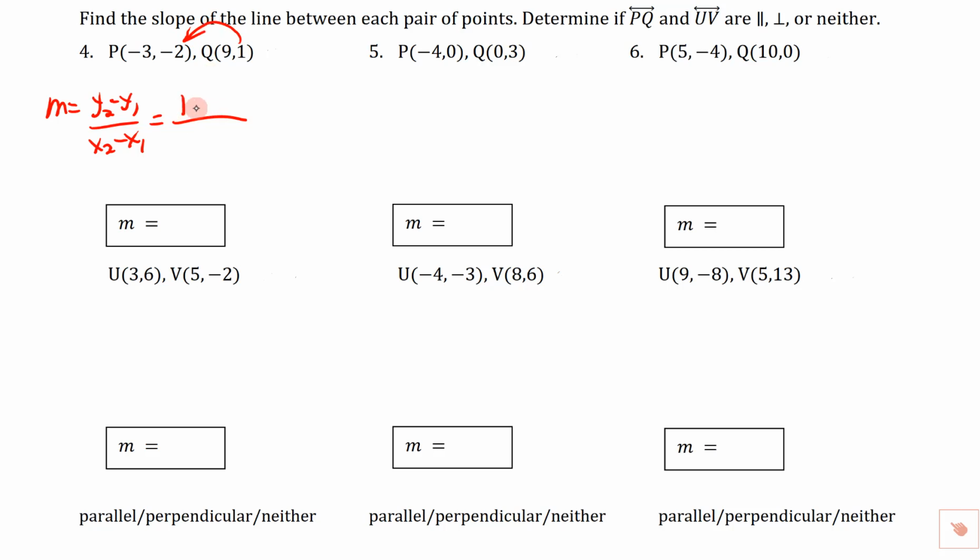So this is going to be 1, write the minus, and then go grab the number right there. So that's a negative 2. And then we're going to do x2 minus x1. So this is going to be 9. Again, write the minus because it's part of the formula. Then go grab that point.